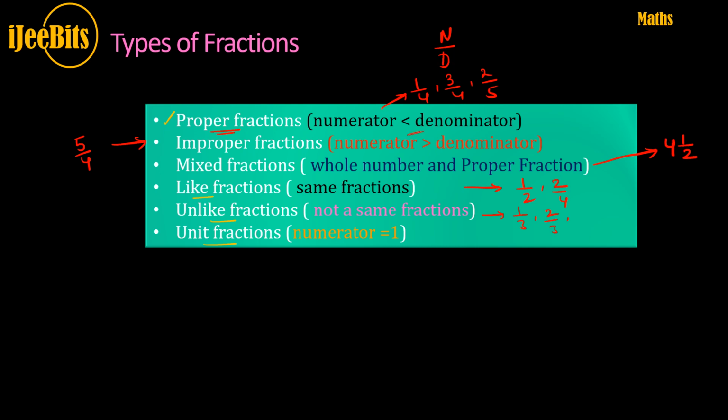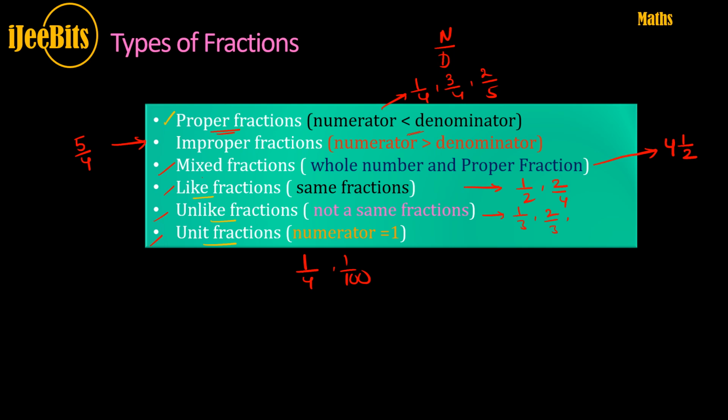So one more thing is the unit fraction. What is meant by unit fraction? If the numerator is 1, like 1 by 4, or 1 by 100, these are called unit fractions. Okay, I'm reiterating. Types of fractions: we have proper fraction, improper fraction, mixed fraction, like fraction, unlike fraction, and unit fraction.